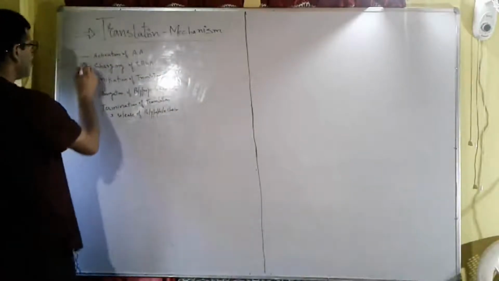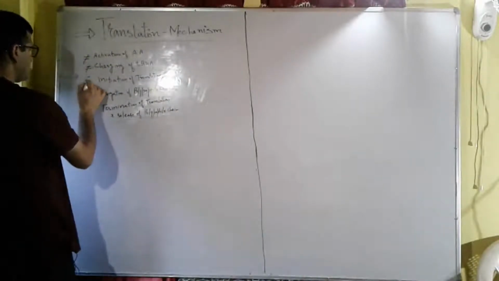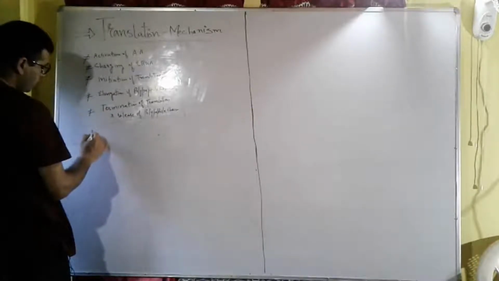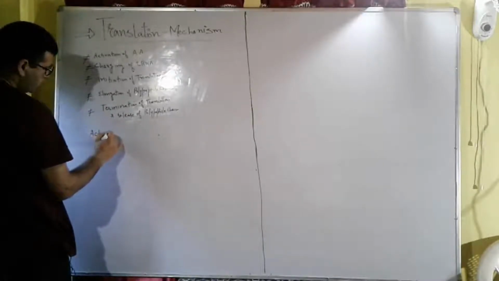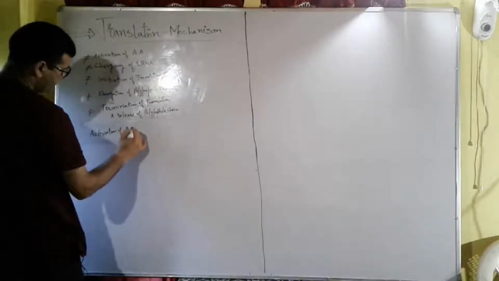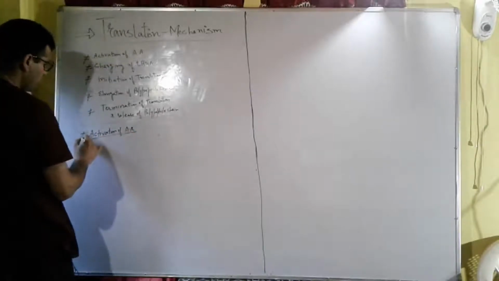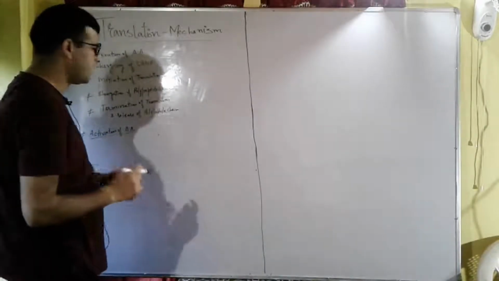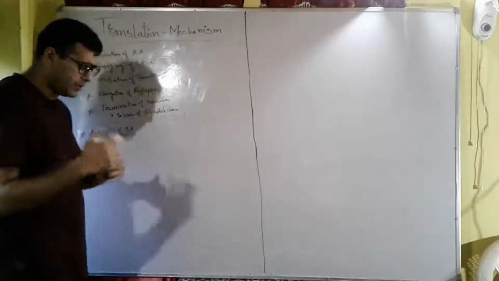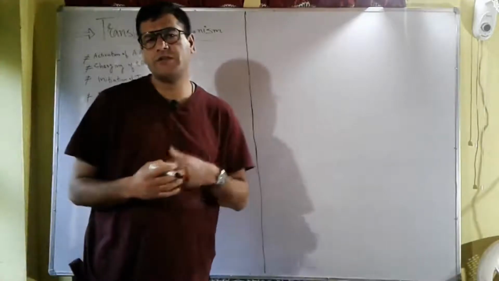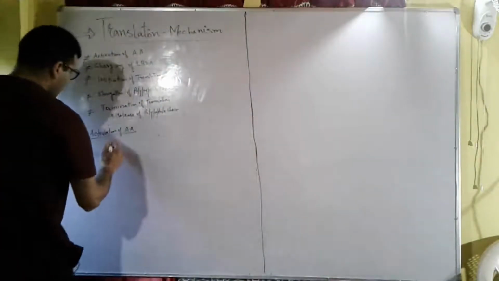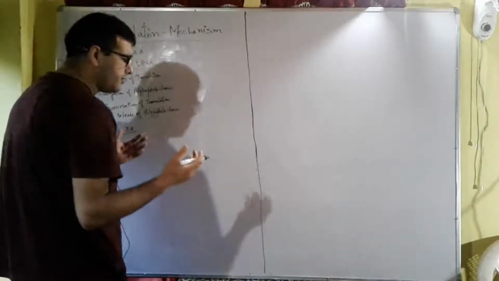First step is activation of amino acids. As we know, amino acids are the building blocks for the proteins. To get incorporated in a polypeptide chain, they need to be activated. How are they activated? They are activated by the reaction with ATP.